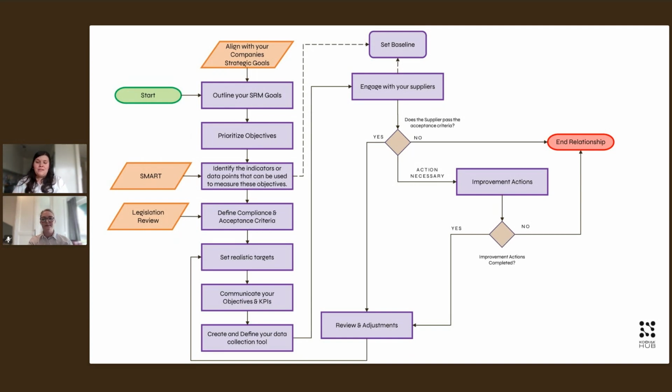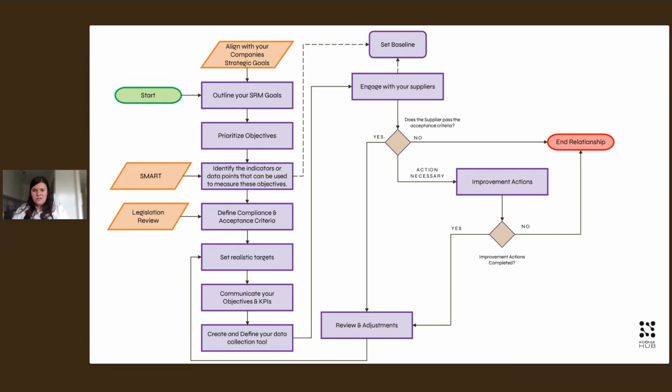After that, we do understand that not everything that is a data point is going to be an indicator. You might need to define what is compliance in your industry, what is the acceptance criteria for your company. And of course, for this, you need to do the legislation review. We do understand that is not something that you can do only with indicators and focus on one simple question. There are certain things that you need to review. But that doesn't mean that it has to be in your decision-making process. This is a bit different.